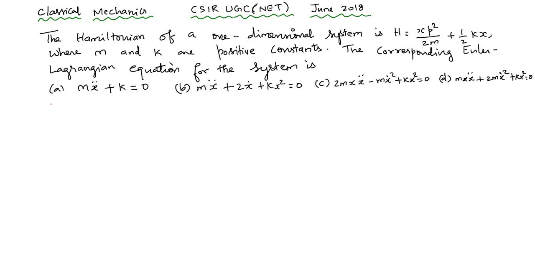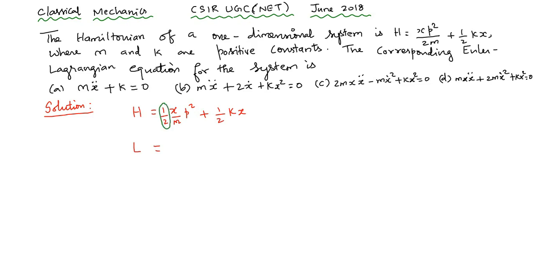The solution is, now what is given? Given Hamiltonian for the system, H equal to 1 by 2 x by m p square plus half k x. Now we have to calculate the Euler-Lagrange equation of motion. Therefore, we have to first calculate the Lagrangian for this system. So how to calculate the Lagrangian? So we know the trick. So let us apply that.